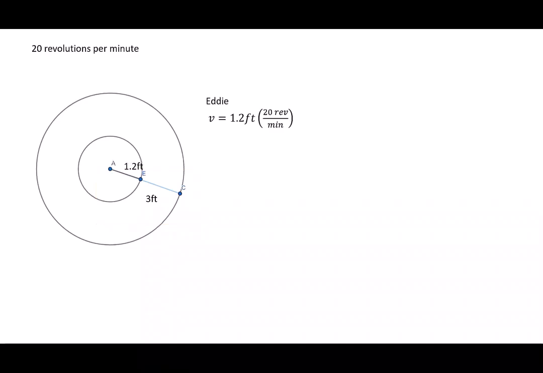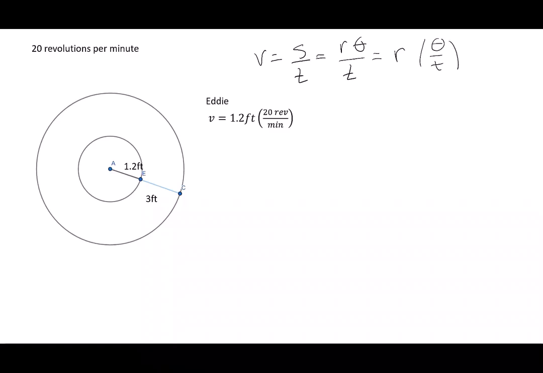To find the linear speed, we need to know S over t. So S is our arc length, which is r times theta, and then we divide by time. And notice that we can separate this to r times theta over t. So r is the radius, theta over t could be our revolutions per minute, which is what I'm going to do in this situation.